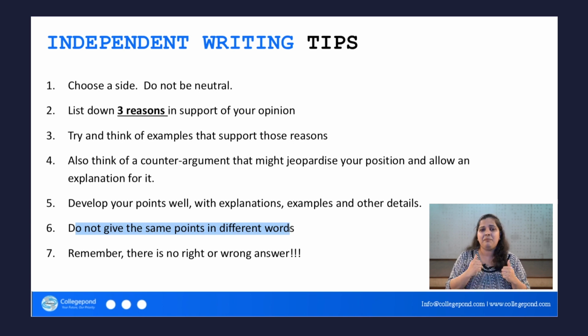The examiners are pretty smart. They understand when you're beating around the bush. That means that you don't have any kind of content to talk about, and that's why you're just repeating the points. Remember, there is no right or wrong answer.